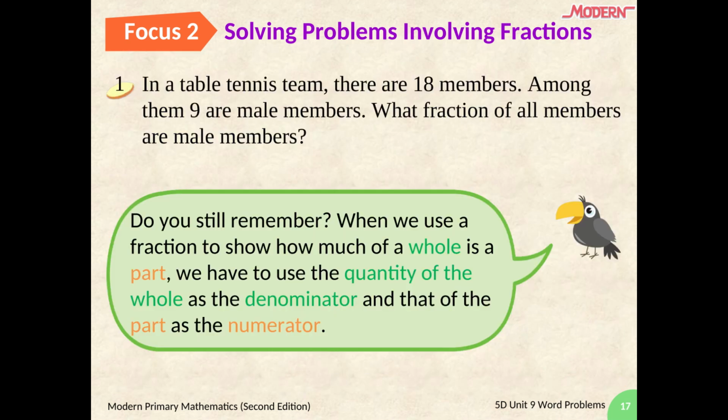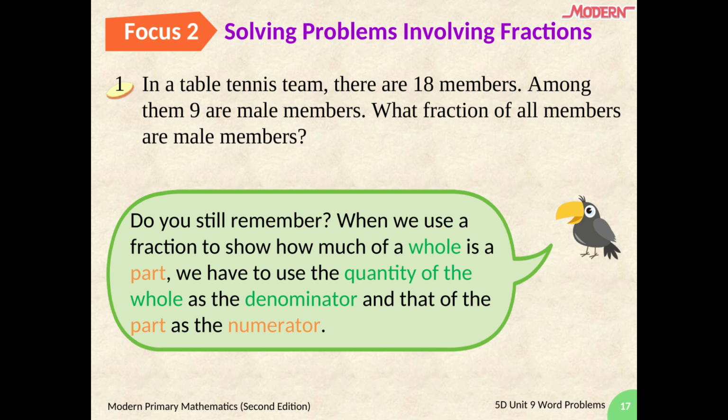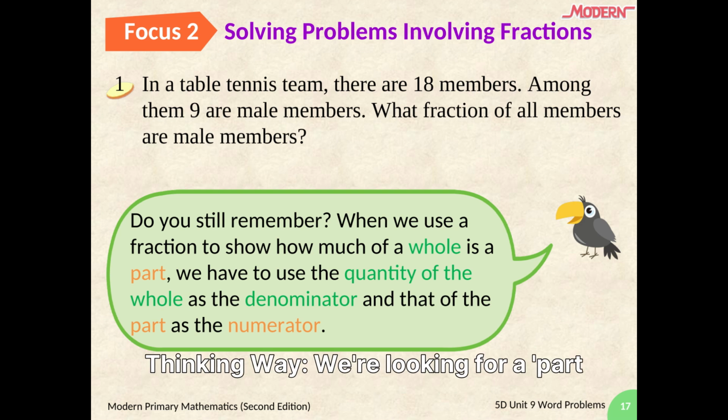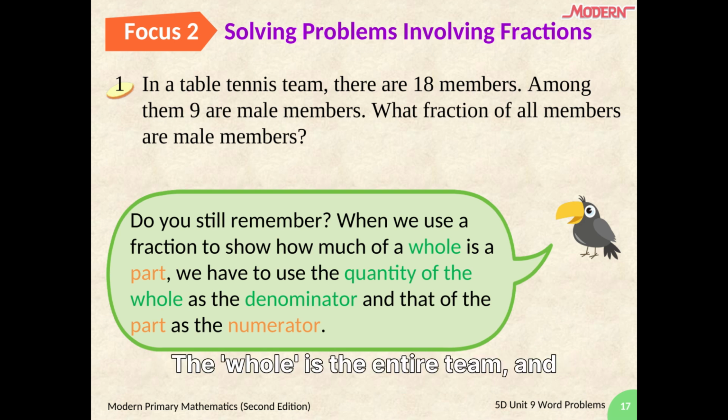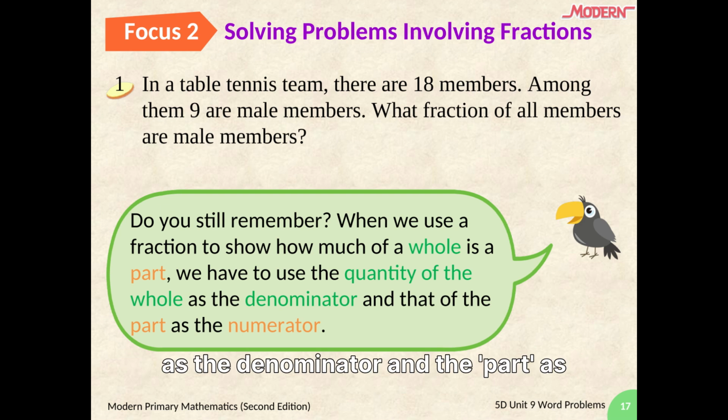Page 17. In a table tennis team, there are 18 members. Among them, 9 are male. What fraction of all members are male? Let's analyze this. Thinking way: we're looking for a part of a whole. The whole is the entire team, and the part is the number of male members. Know-how: use the quantity of the whole as the denominator and the part as the numerator. Denominator is 18, numerator is 9, 9 over 18.